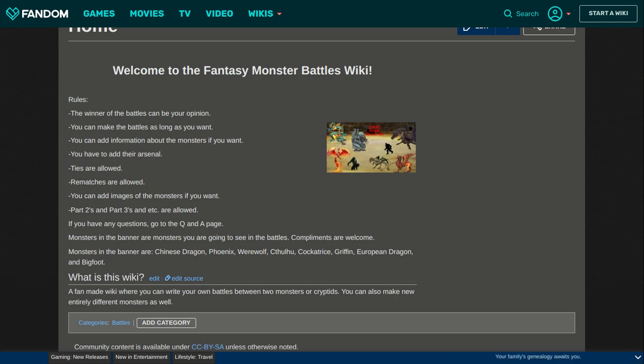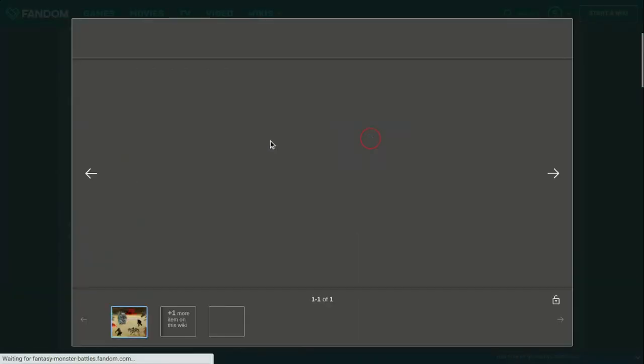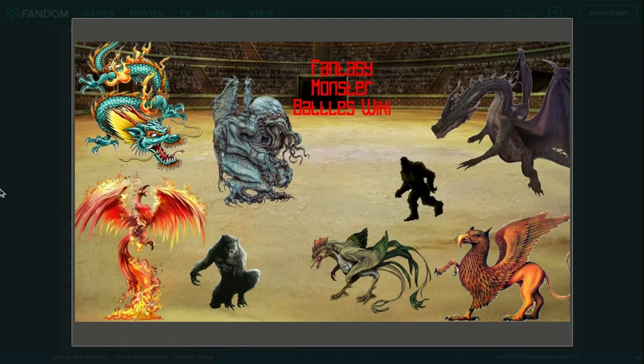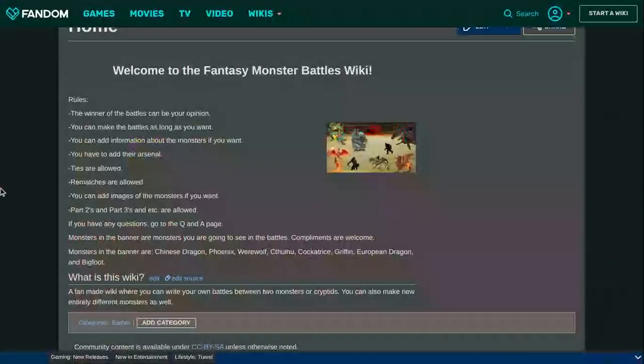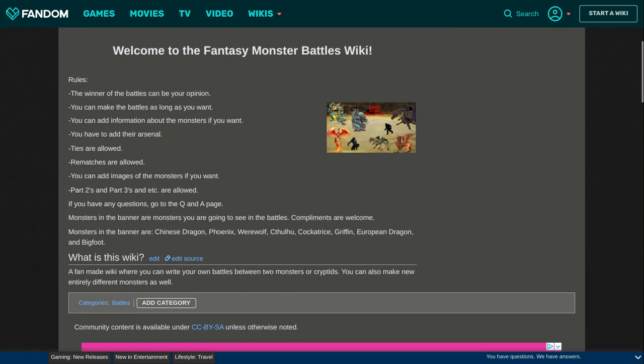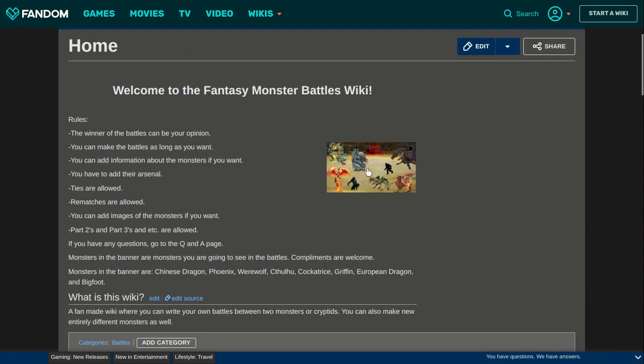Monsters in the banners are monsters you're going to see in the battles. Compliments are welcome. So it's just a Photoshop I made. This is the banner. Monsters in the banner are Chinese dragon, phoenix, werewolf, Cthulhu, cockatrice, griffin, European dragon, Bigfoot. Yeah, this is the banner, but anyway.